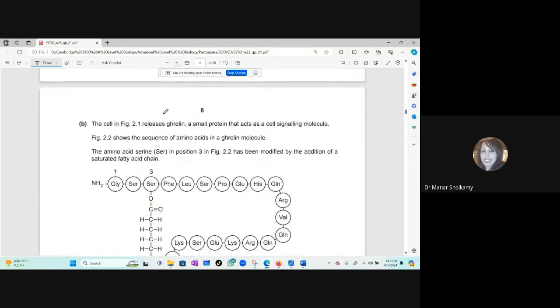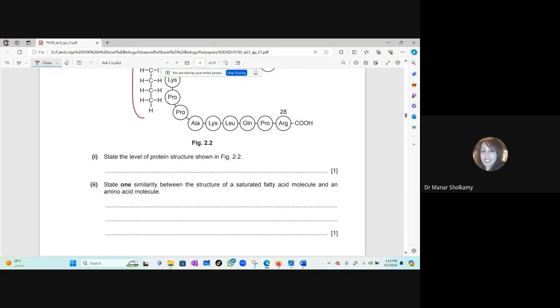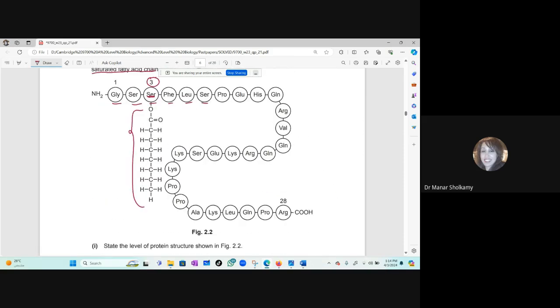Now, the cell in figure 2.1 releases ghrelin, which is a protein that acts as a cell signaling molecule. Figure 2.2 shows the sequence of amino acids in a ghrelin molecule. The amino acid serine in position 3 in figure 2.2 has been modified by the addition of a saturated fatty acid chain. State the level of protein structure. Adham, what is the level of this protein structure? When you have a sequence of amino acids, correct, this is the primary protein structure.